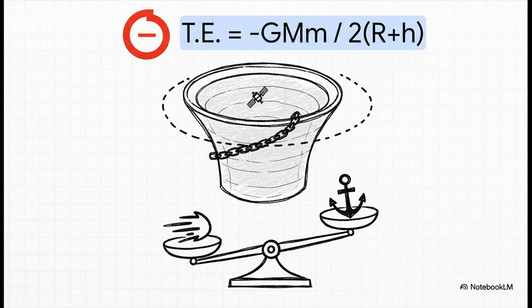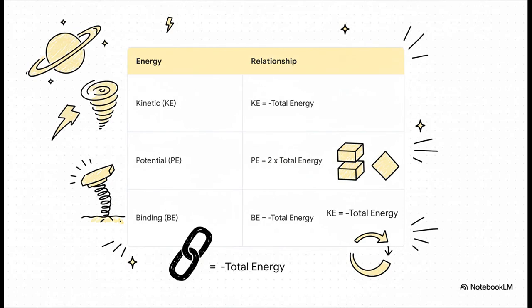It's not going anywhere. Okay, now this table, this is pure gold for solving problems quickly. It summarizes the powerful relationships between all these energies. For example, look at this. The kinetic energy is just the negative of the total energy. And the potential energy is always exactly double the total energy. Memorizing these little shortcuts will let you fly through those satellite problems on your exam. This is a game changer.